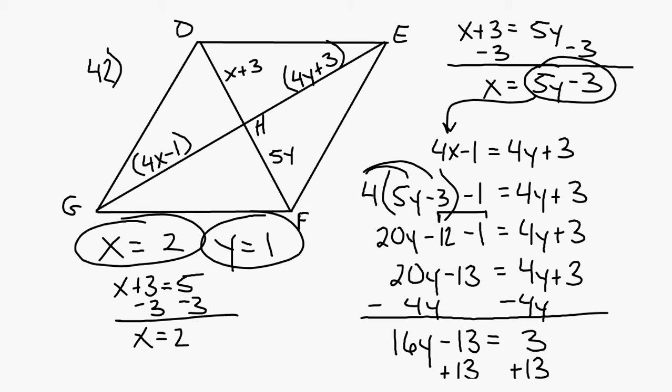Yes, sir? How do you get an x plus 3 when x plus 3 equals 5? Because diagonals bisect each other, so this expression is equal to this expression. These pieces right here in this parallelogram are congruent, and these pieces are congruent.